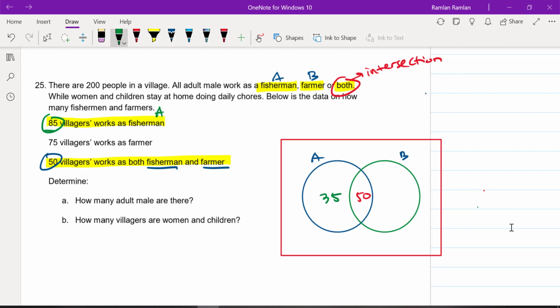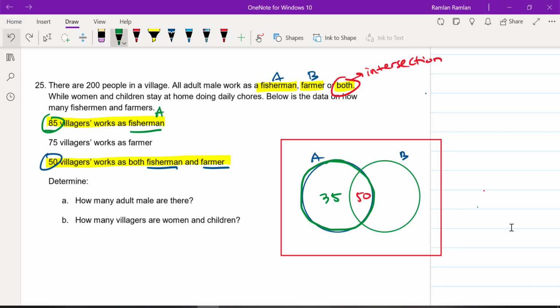So just making sure, guys, that everything inside this circle here is going to be the fisherman, because we know that the fisherman is 85. So make sure that if you add these two, you will get 85, right? So for this one, yes, 35 plus 50 is equal to 85.